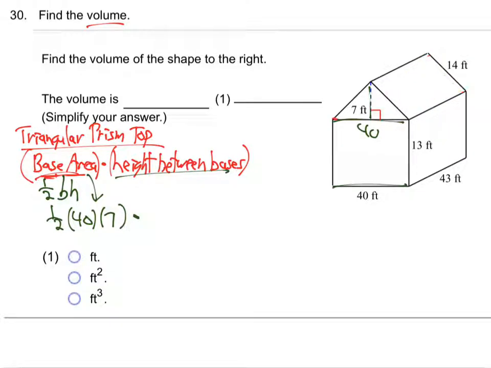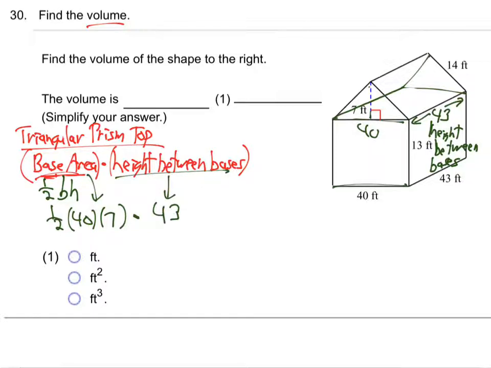And now times the height between the bases. So again, we have this invisible triangle over there. Now I made it too big. So there we go. The between them, this right here, this 43, that's the height between the bases. That's the length, we call it the height between the bases, between what there's two of. And so that's the 43.